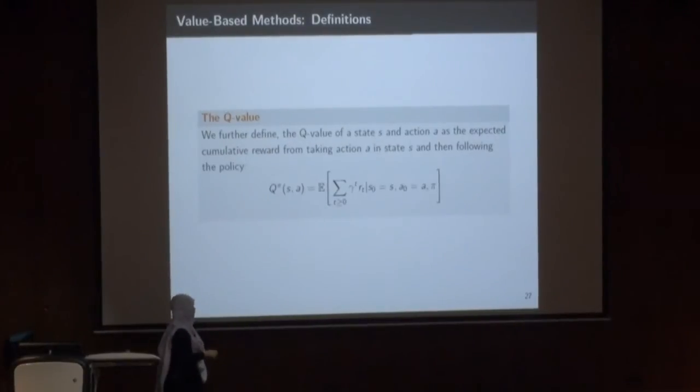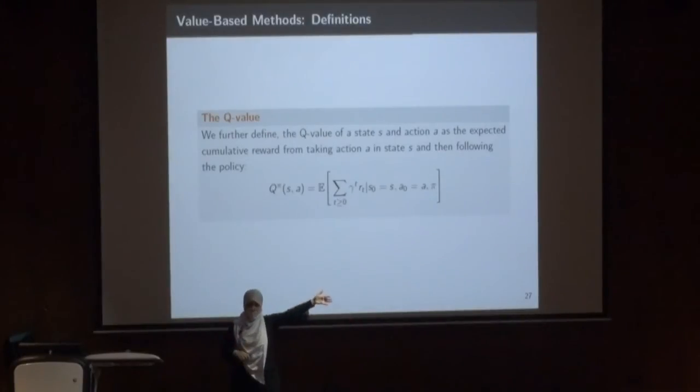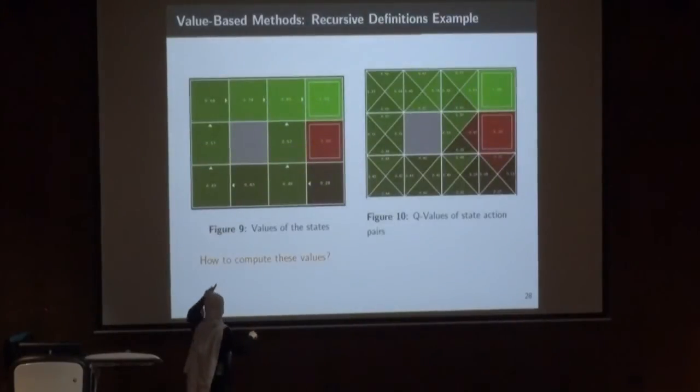Yeah. We introduce what's called the Q value. The Q value is similar to the value, but it takes a state and an action A. It's the expected value of the discounted cumulative reward, given that I was in a certain state and I executed a certain action and then I followed a policy pi. The example will make it clearer.